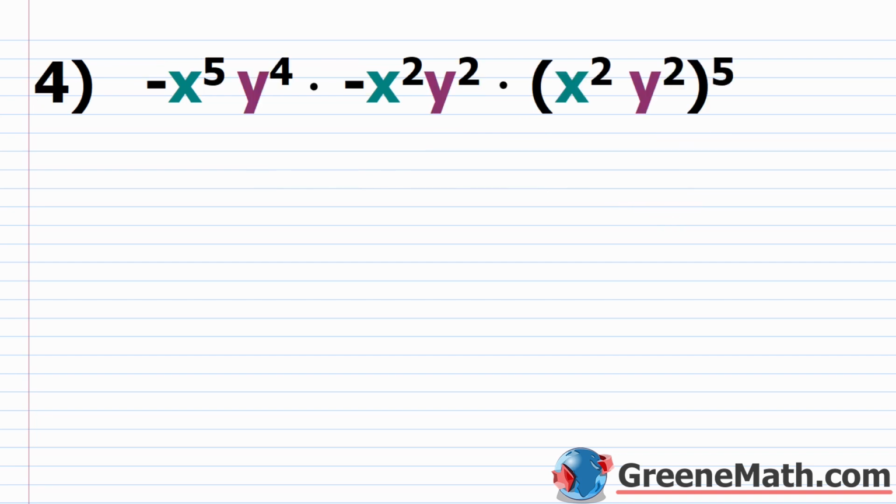Okay, let's look at problem number 4. So we have the negative of x to the 5th power, y to the 4th power, times the negative of x squared, y squared, and then times, inside the parentheses here, we have x squared, y squared, and this is raised to the 5th power. So I'm going to start by working on this part here, okay?